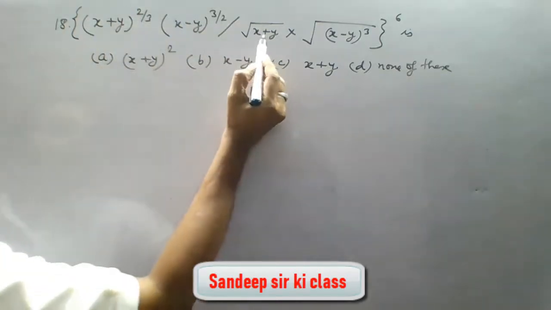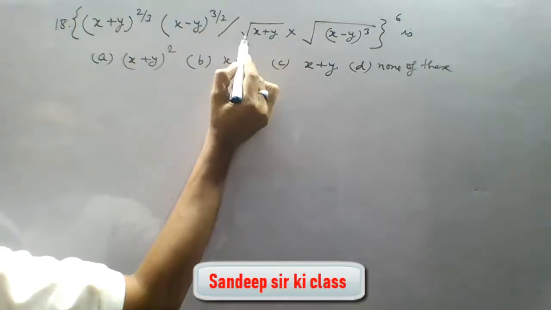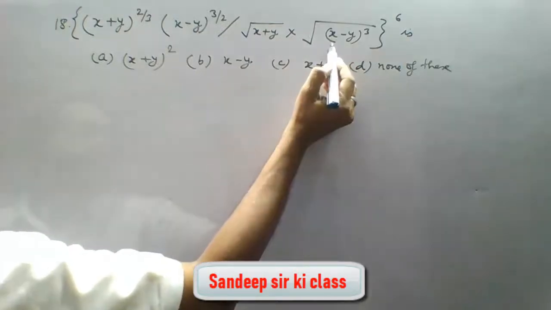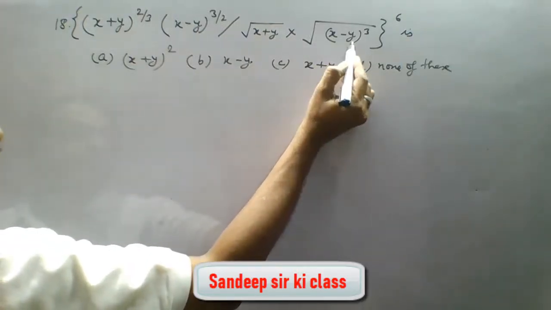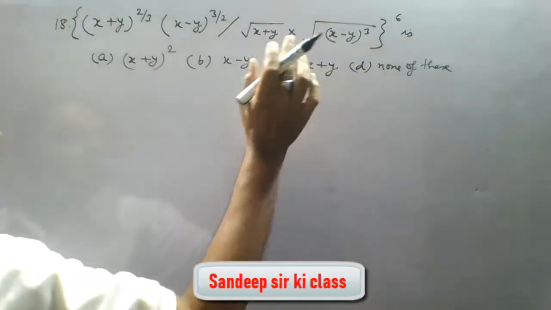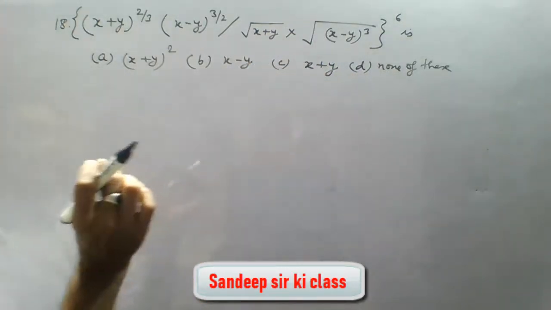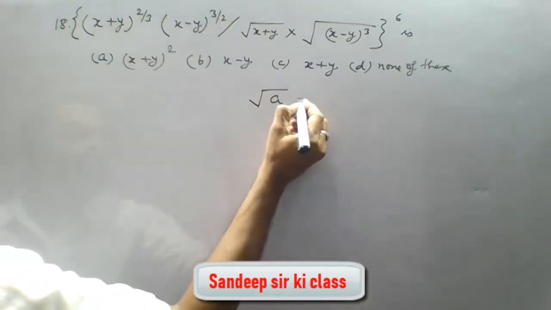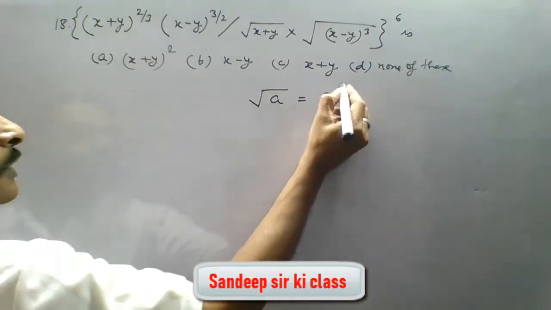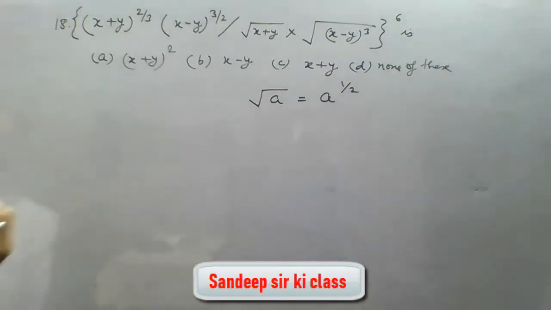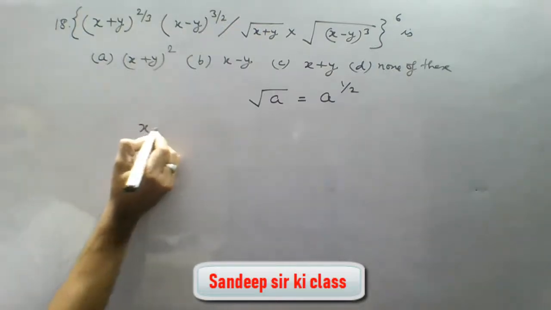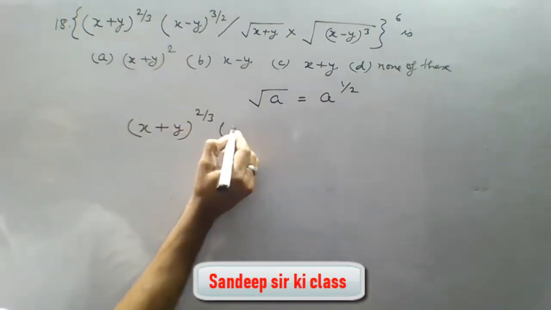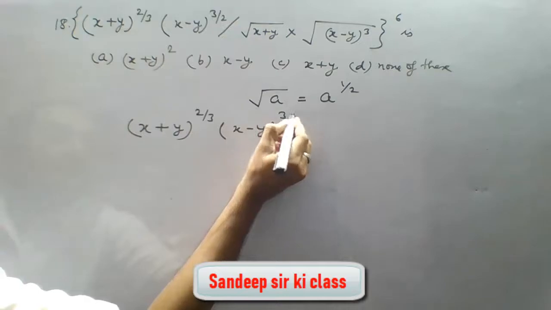Now see the denominator, x plus y under root. So under root we know is the power 1 upon 2, and similarly here also we can write x minus y cube under root. So in place of under root we will write first the power as 1 upon 2, because we know that under root a is equal to a to the power 1 upon 2. So we have the numerator as it is, which is x plus y to the power 2 by 3 into x minus y to the power 3 upon 2.